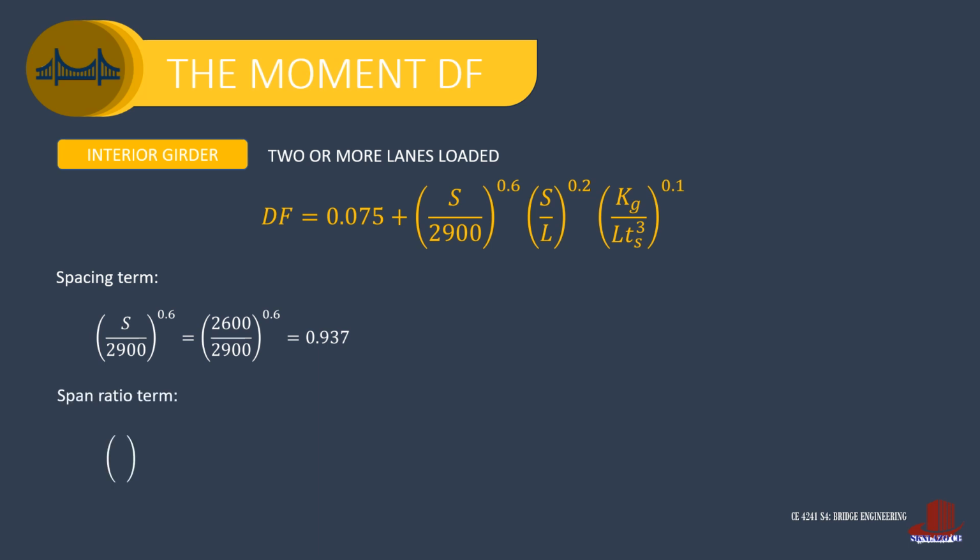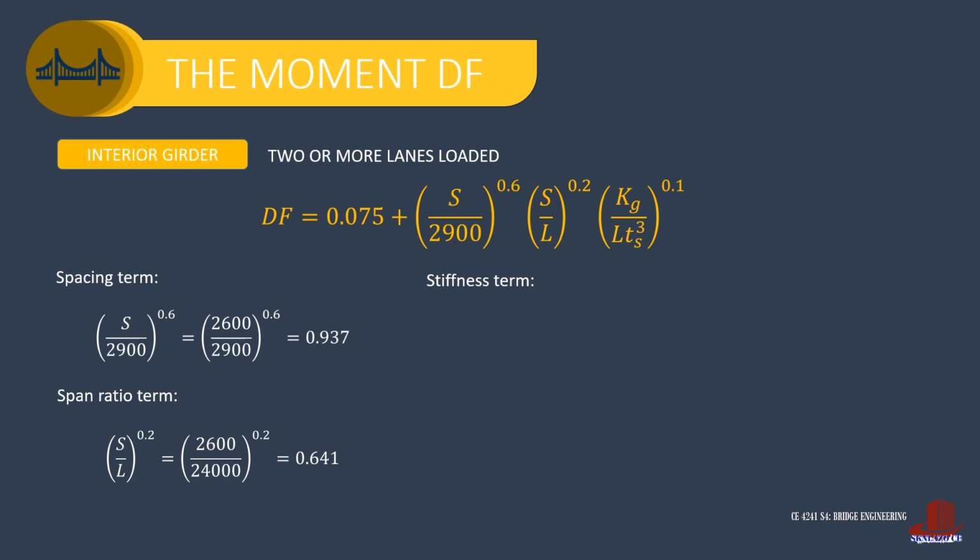Next is the span ratio term, S over L raised to 0.2. We have the girder spacing again as 2600 and the bridge span of 24 meters. Raise the whole quantity to 0.2 and get 0.641.